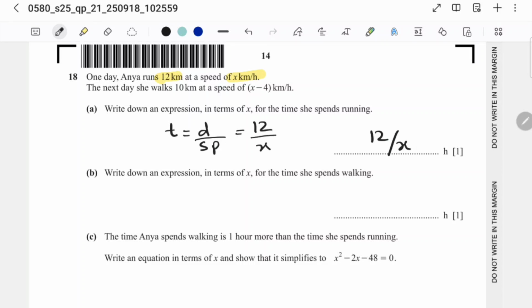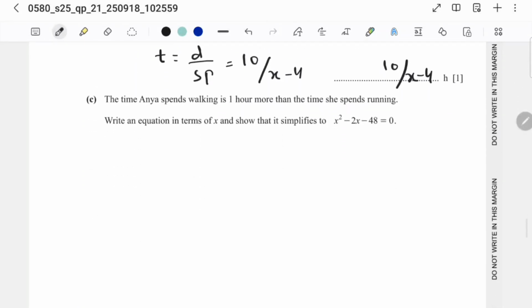Write down the expression in terms of x for the time she spends while walking. Walking it is x minus 4 and 10 kilometers, so 10 upon x minus 4. The next part: the time Anya spent walking is 1 hour more than the time she spent running, so the difference between the times is 1 hour. Write an equation in terms of x and show that it simplifies to x square minus 2x minus 48.